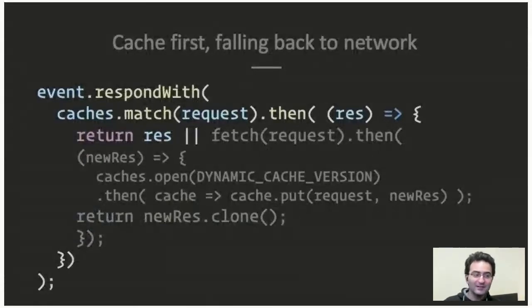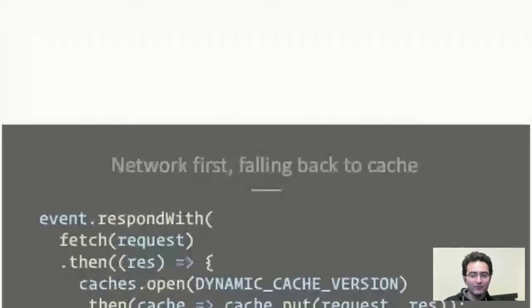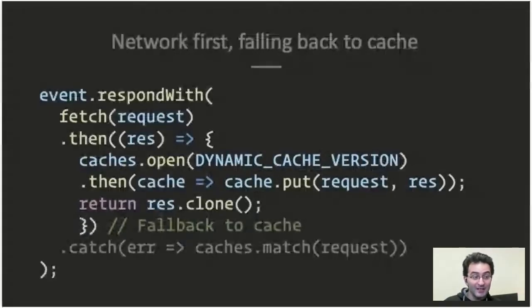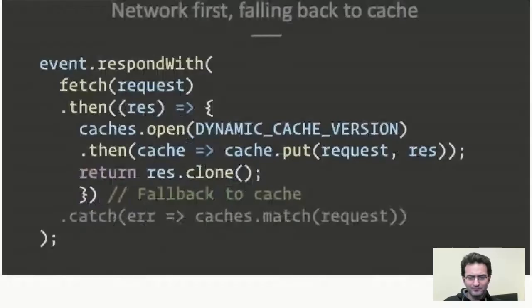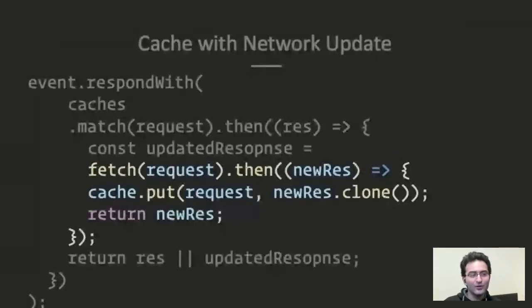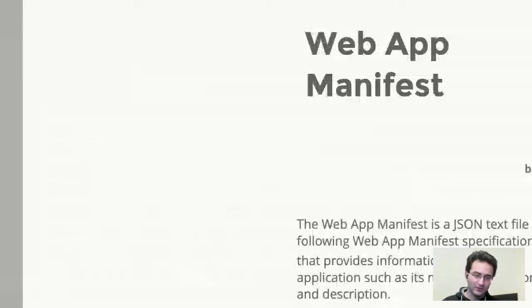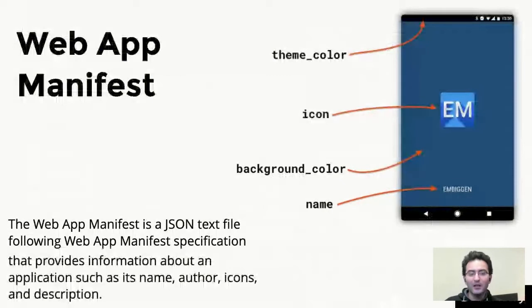So definitely take your time after my talk, go to the slides, take a look at these examples and see how these strategies work. You have cache first, falling back to network. You have network first, and if it's failing, then you can fall back to cache. And you have race. You can also have cache with network updates, so that every time you can have the newest version of your request in the cache. These are the strategies, so take a look at that and you will learn something from it.